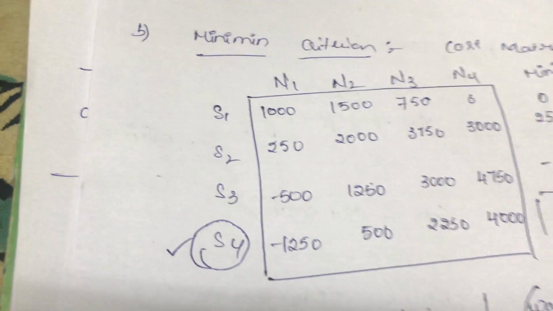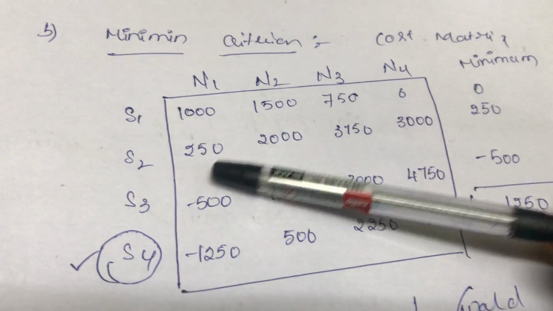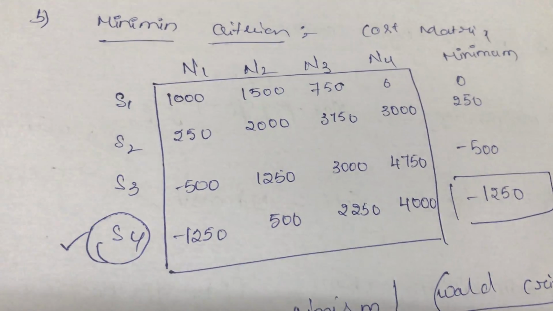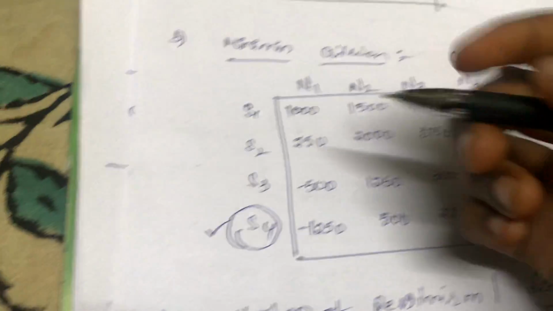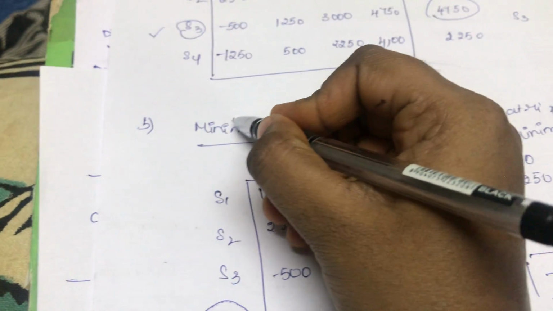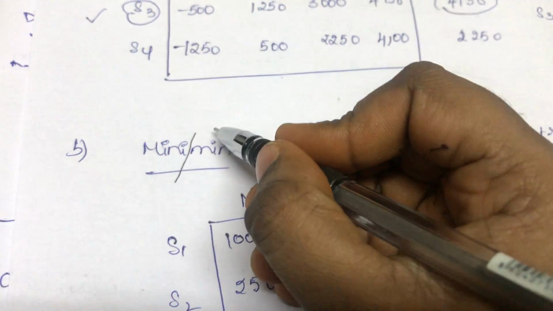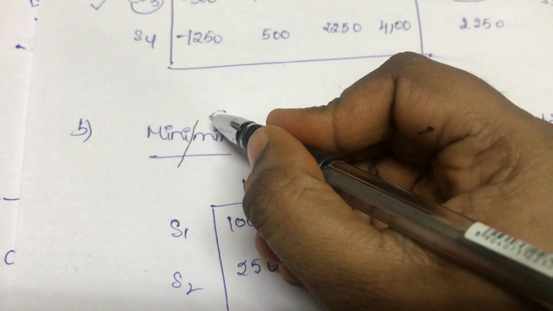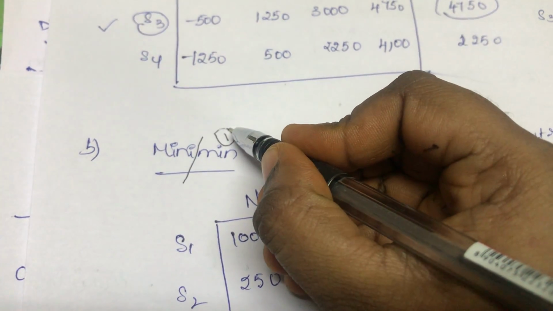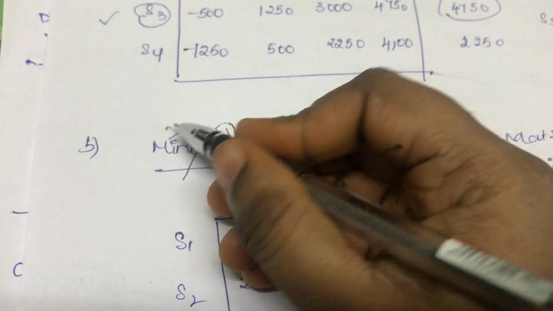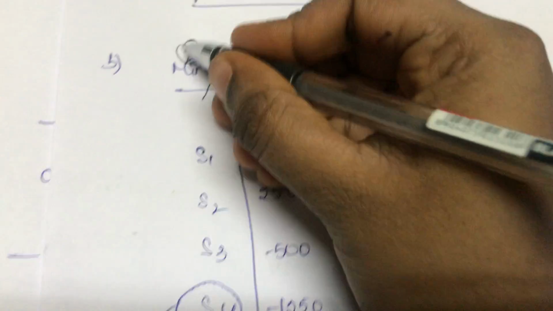And next is the minimin criterion. Here we have a payoff matrix, the same payoff matrix we took. It is divided into two parts. From the last I am going to start. This is the first time and this is the second time, step 1 and step 2.